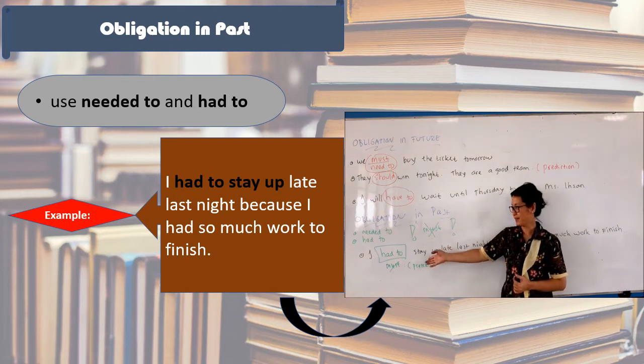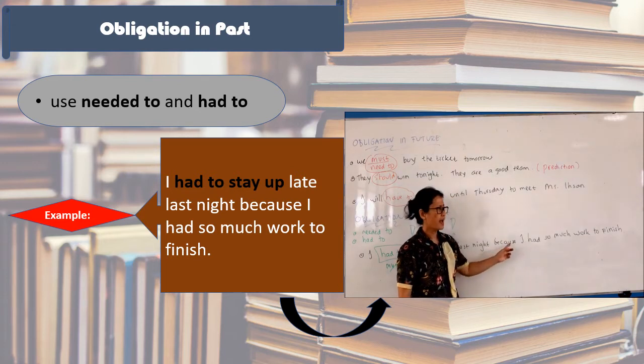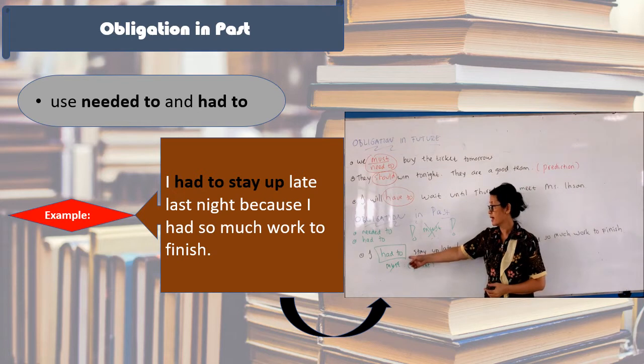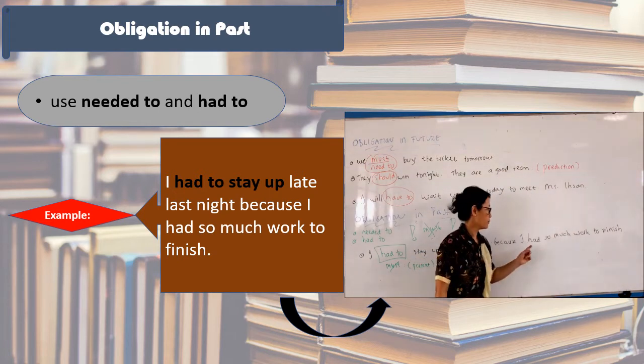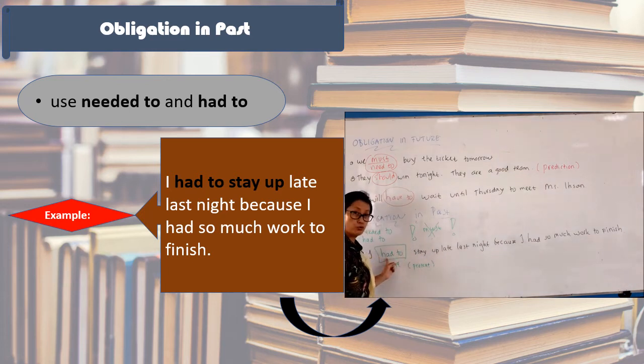Look at the example here. I had to stay up late last night because I had so much work to finish. If I translate, I will have saya harus begadang karena punya banyak pekerjaan tadi malam. Here, dengan harus, I must use have to instead of must, because must is only used in the present. See the difference now? Okay?